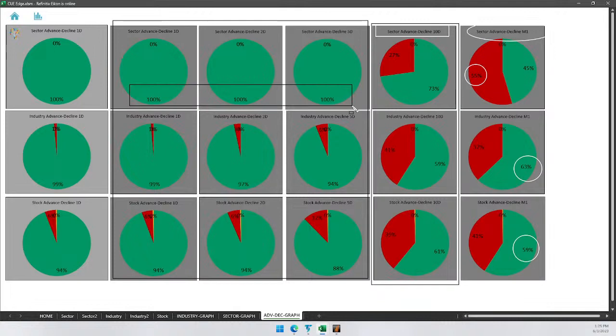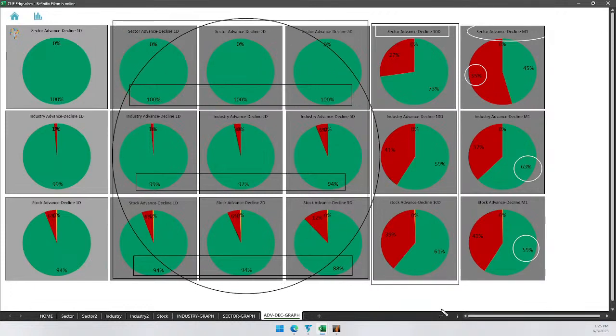But then I look at the green patches. 100% of sectors are up over 5 days, 2 days, 1 day. 94 to 99% of industries are up. 88 to 94% of stocks are up over 5 day, 2 day, 1 day period. Yes, it is bullish, but it's looking a bit too bullish to me. That is another concern now I have.